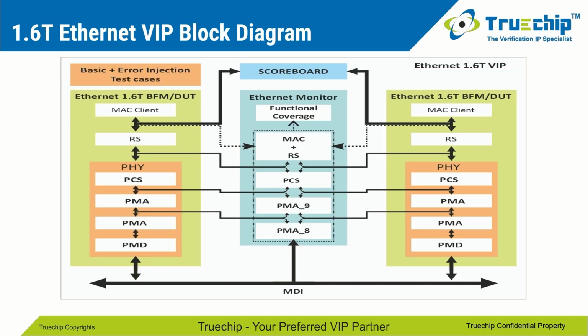Now, let's see the block diagram of 1.6T Ethernet VIP. This diagram provides a high-level view of how the 1.6T VIP operates. It shows the key layers including the MAC client, the reconciliation sublayer, the PCS, and the PMA. Each layer has its own monitor for protocol checking. In addition to the protocol checking, the monitor also samples data from different interfaces in order to process and compare it. If it finds any mismatches, it flags suitable errors and warnings. Meanwhile, the scoreboard is connected to both the instances of Ethernet to perform packet comparison.